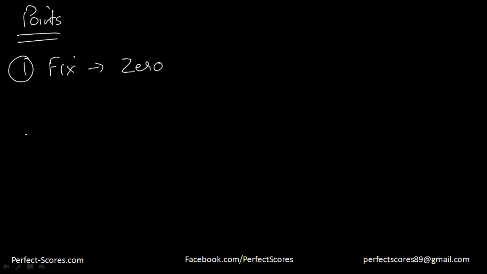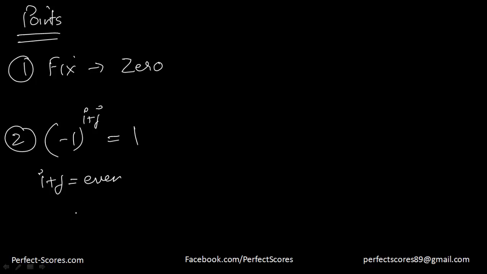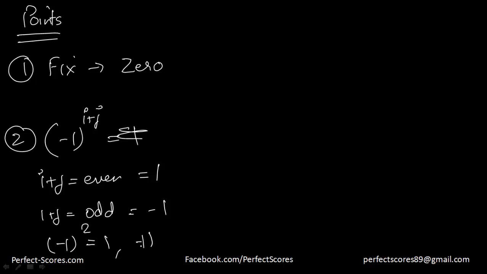Another small thing is that we always multiplied with negative 1 raised to the power something. We always do that, minus 1 raised to the power i plus j. That totally depends on which row and which column you're fixing up. And if i plus j is even, then it turns out to be 1. If i plus j is odd, then it turns out to be negative 1. Something that you must really know, because negative 1 square is 1, negative 1 cube is negative 1, negative 1 raised to the power 4 is 1. Right? So that is there.